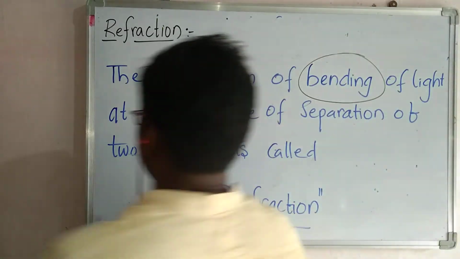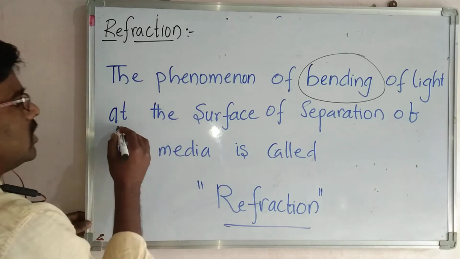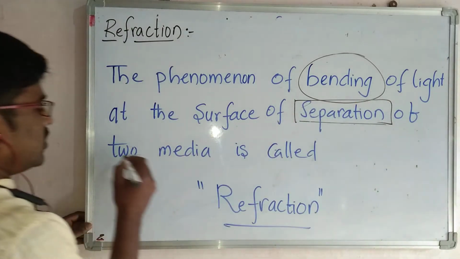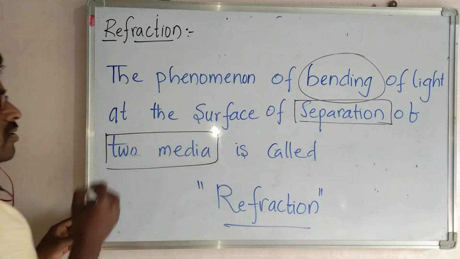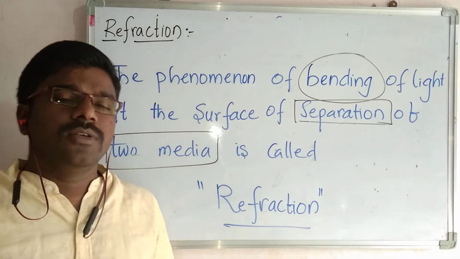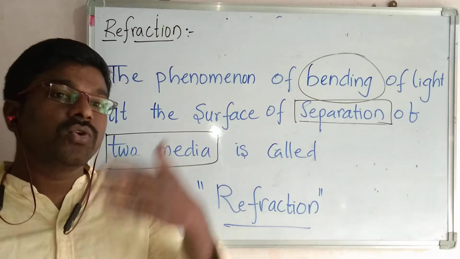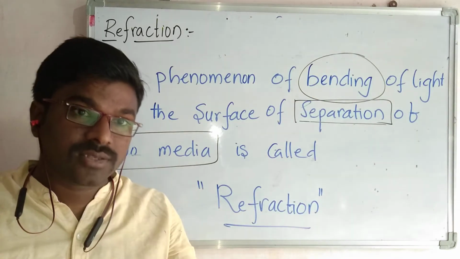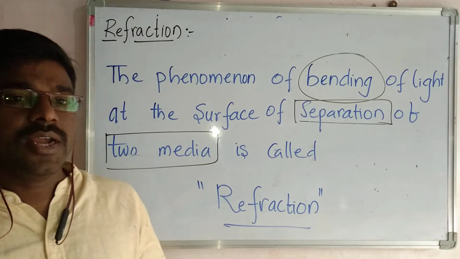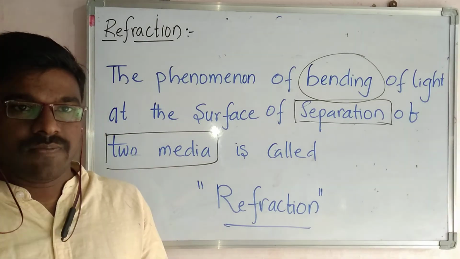For example, let's see once more the phenomenon of bending of light at the surface of separation of two media. Let us assume when light is traveling from air to water, it will bend. When a light ray moves from air to a different medium, let's say glass, then it will bend at the surface of the two media, right? So I will explain by using one diagram, right?